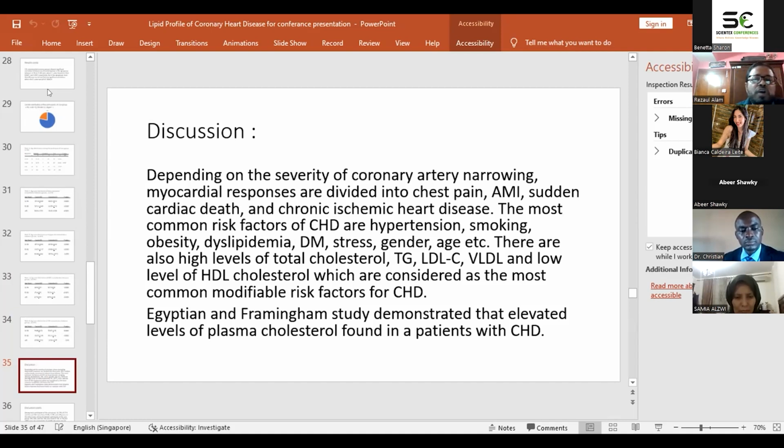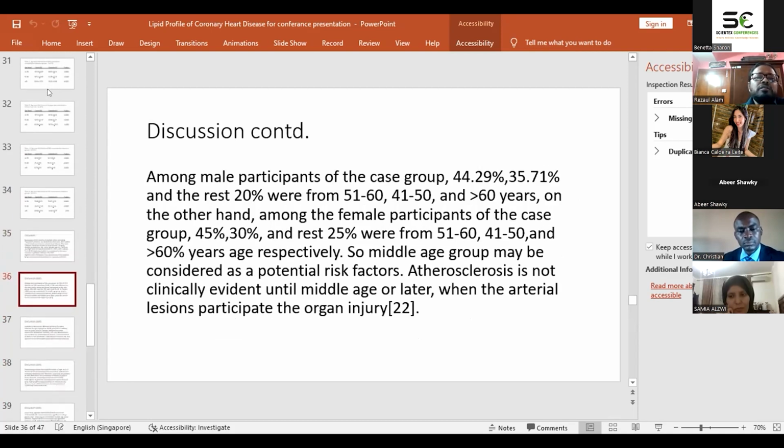There are also high levels of total cholesterol, triglyceride, LDL cholesterol, VLDL cholesterol, and low level of HDL cholesterol, which are considered the most common modifiable risk factors of coronary heart disease. The Egyptian and Framingham studies demonstrated elevated levels of plasma cholesterol in patients with coronary heart disease.